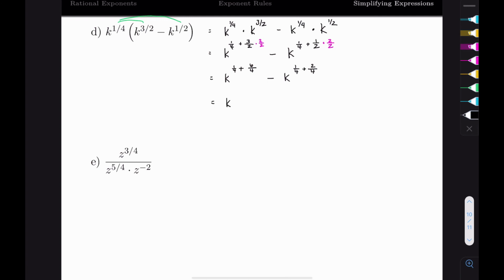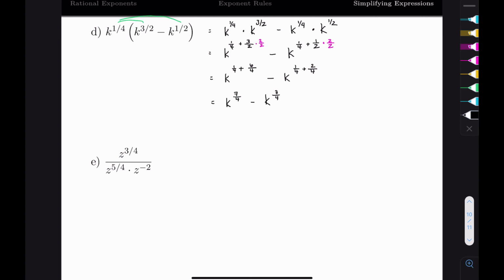And now we can actually add those. 1 plus 6 gives us 7 with that denominator of 4. And then 1 plus 2 gives us 3/4. Okay. And now we're going to talk about this more in the next section, but we cannot combine these because they are not exactly the same thing. So unfortunately, that one we have to leave as is.